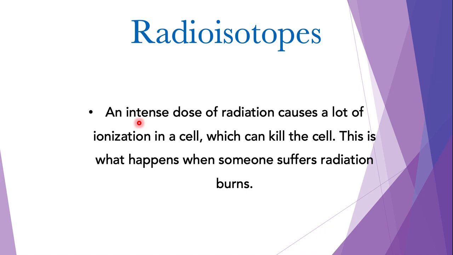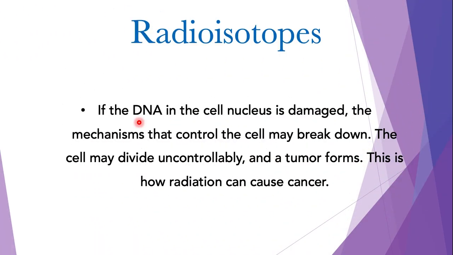Then we have 2, if the DNA in the cell nucleus is damaged. When we receive a dose of radiation, if the DNA in the cell nucleus is damaged, the mechanisms that control the cell may break down. And so this would cause the cell to divide uncontrollably and a tumor will form. So this is how radiation can cause cancer.